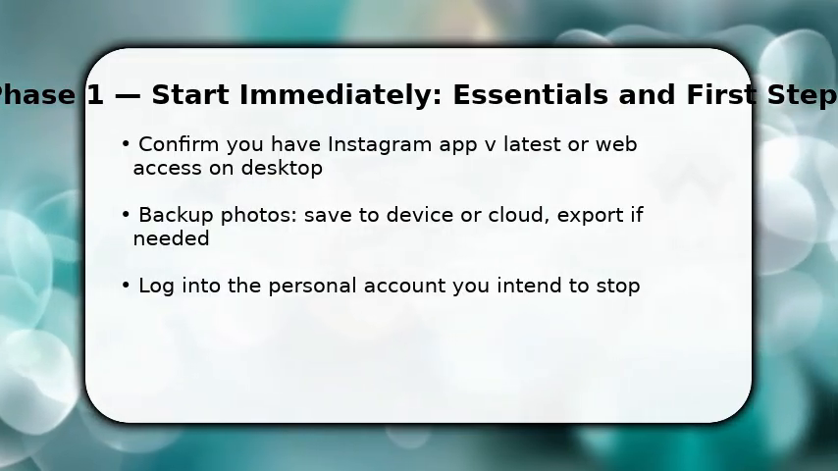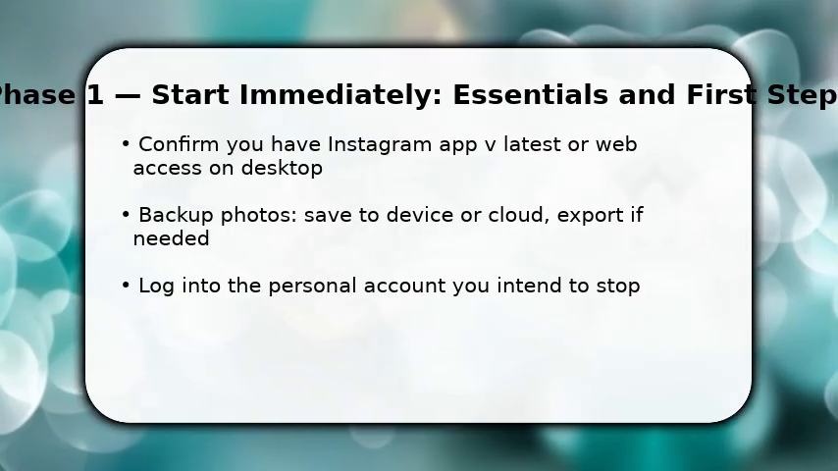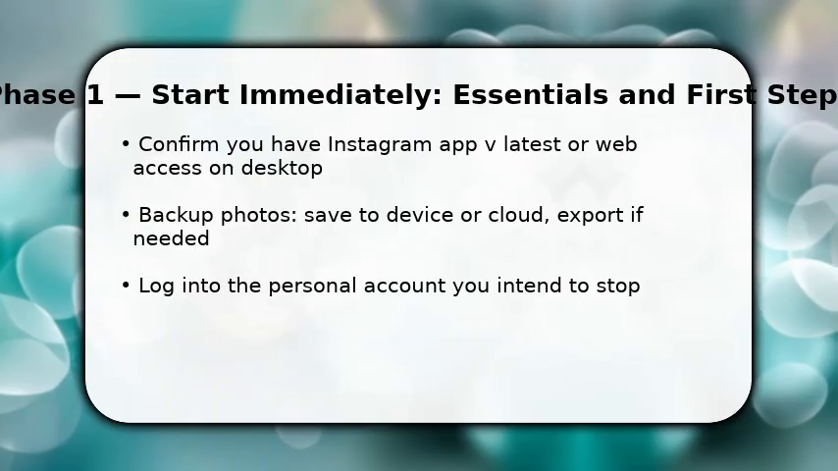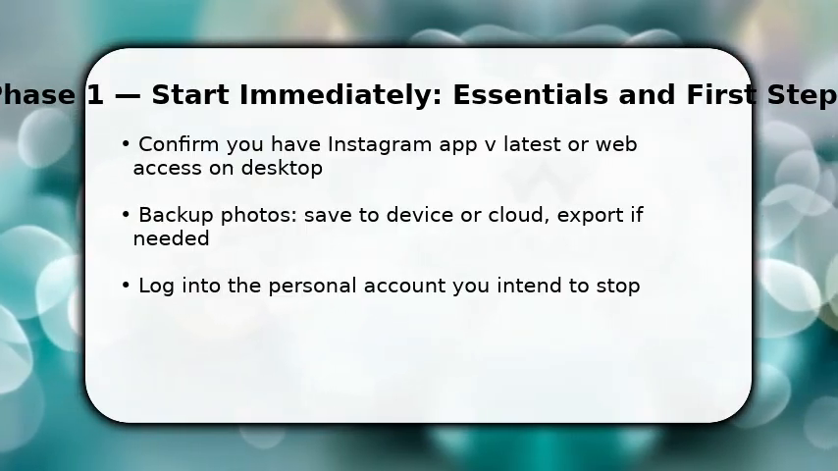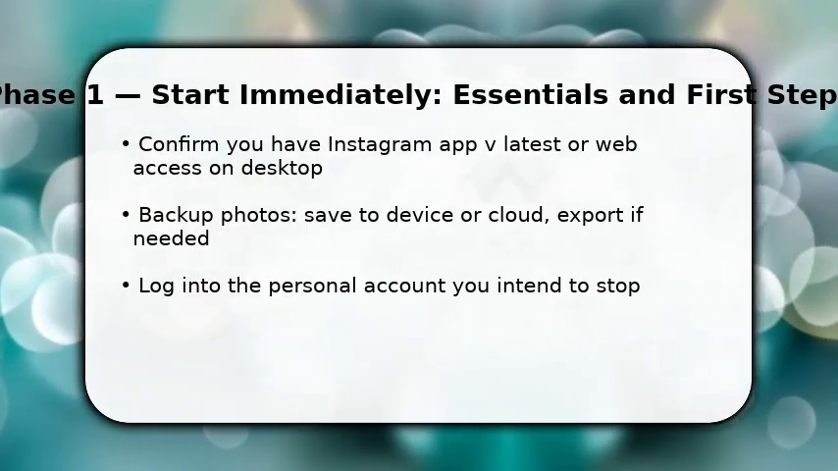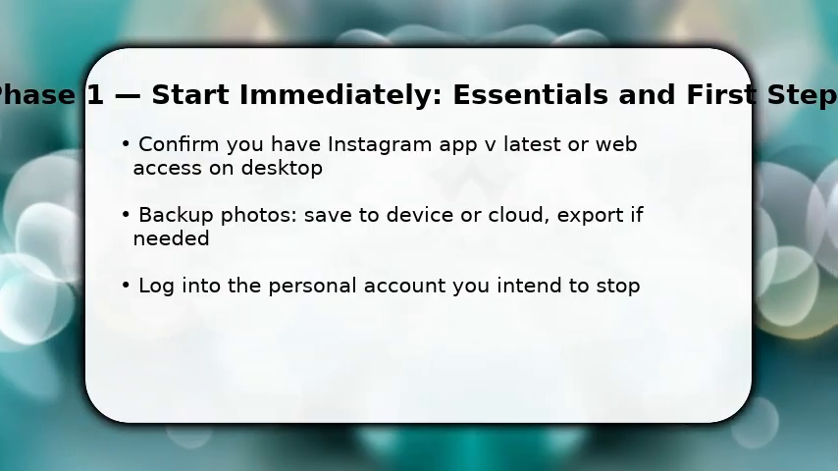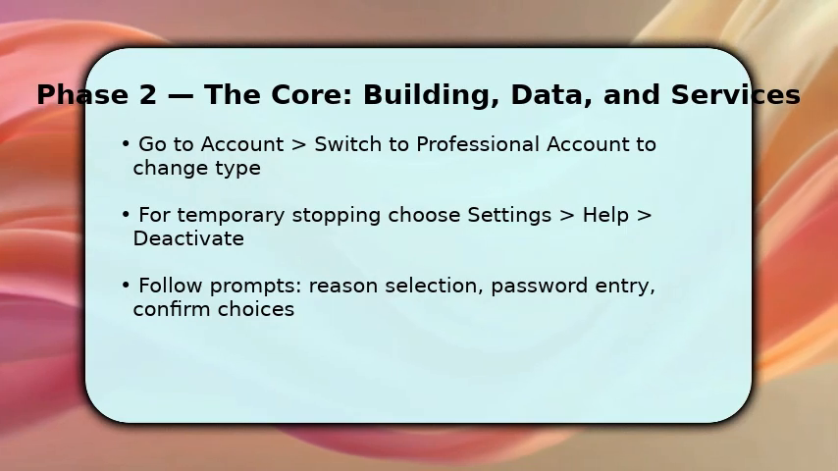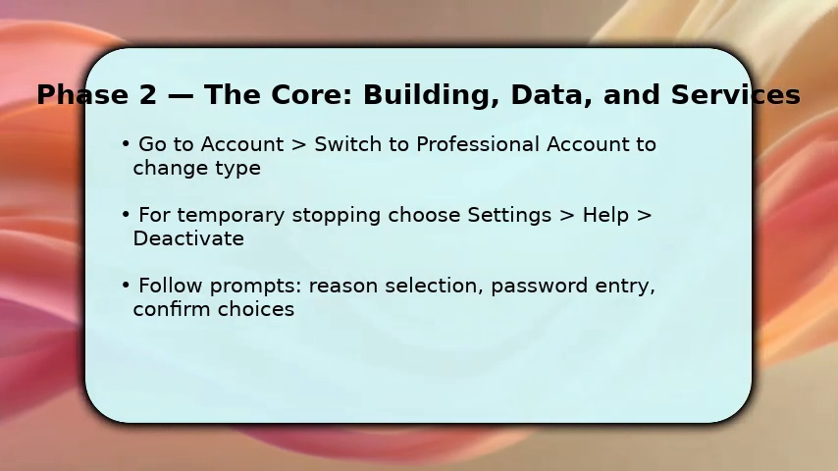Then tap the menu, 3 lines, choose Settings, and prepare to switch account type or deactivate. This is the first actionable move because you must be in the right place to change account status. Now you decide whether to stop by switching to a business or creator account or by deactivating temporarily. Go to Account and pick the option that fits.